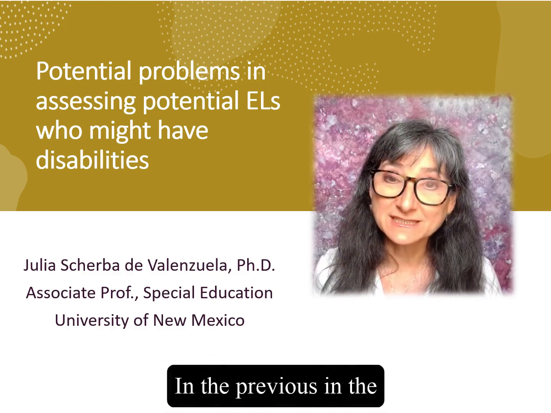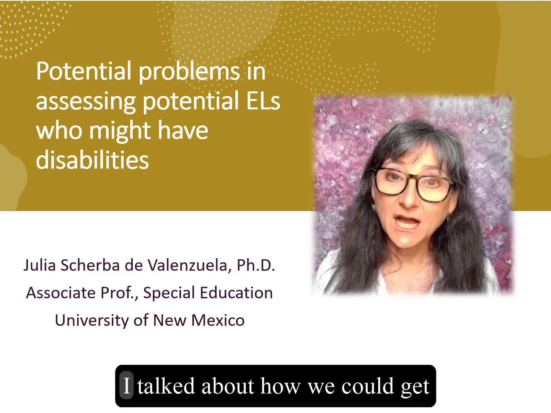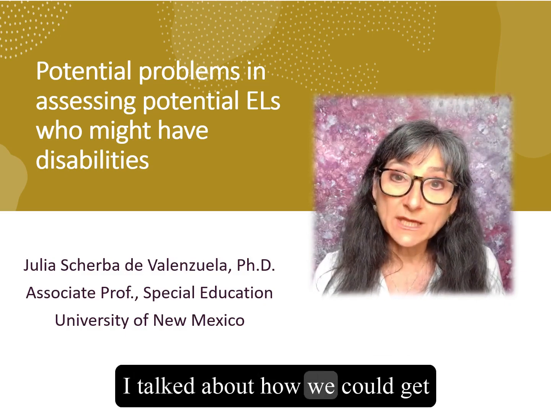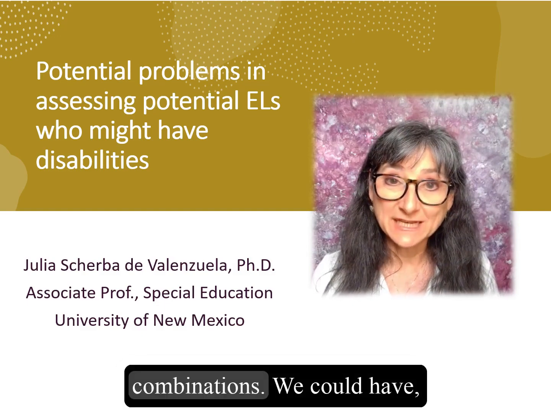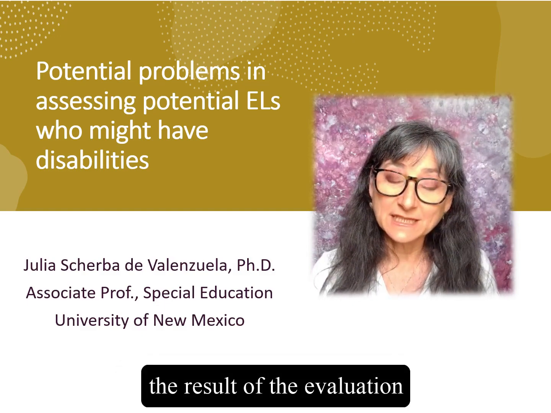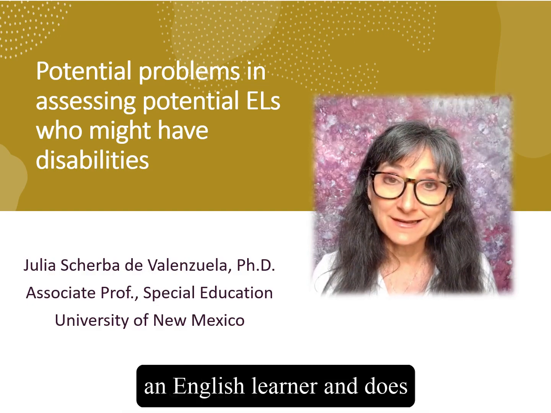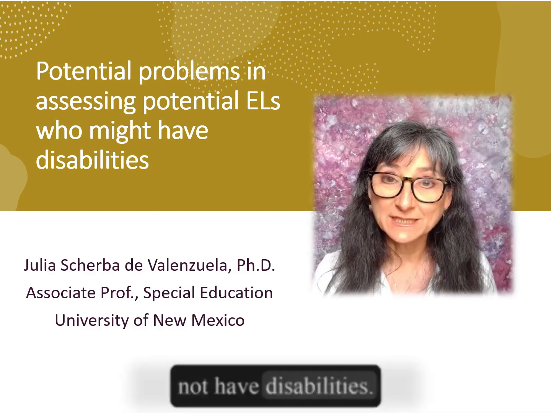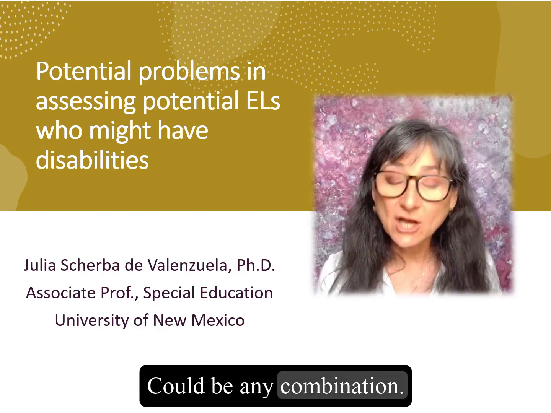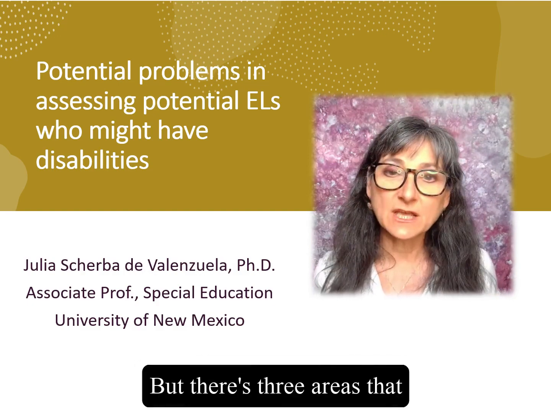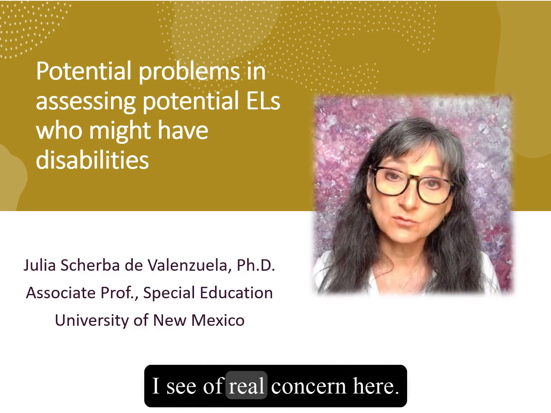In the previous video, I talked about how we could get a number of different possible combinations. The result of the evaluation could be that the student is not an English learner and does not have disabilities. It could be that the student is an English learner and has a disability. It could be any combination. But there's three areas that I see of real concern here.